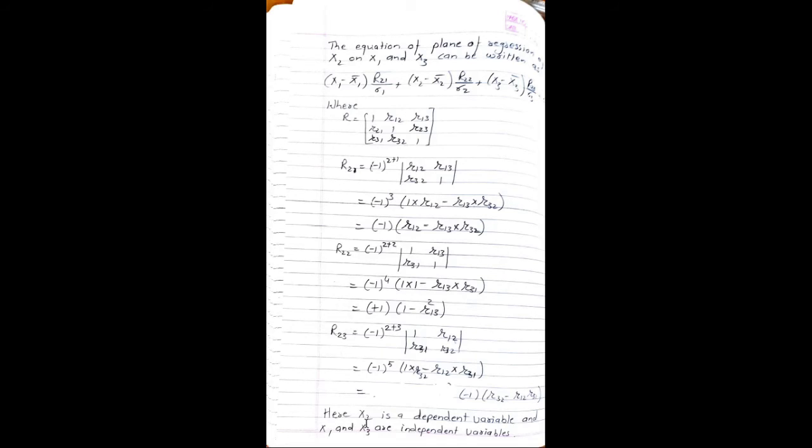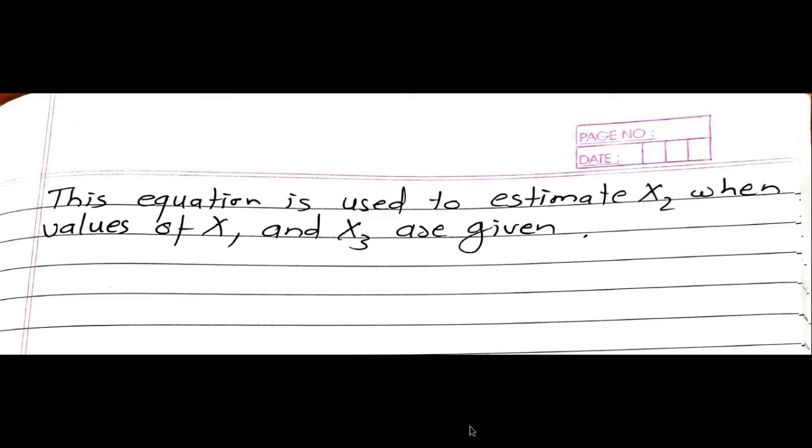Here x2 is a dependent variable and x1 and x3 are independent variables. This equation is used to estimate x2 when values of x1 and x3 are given.